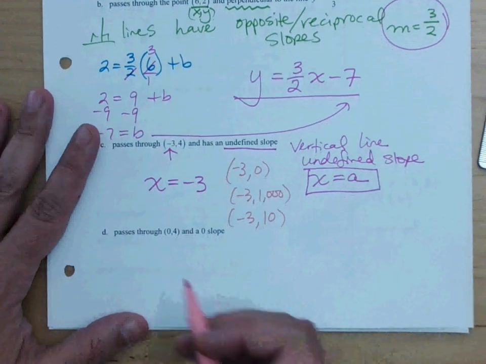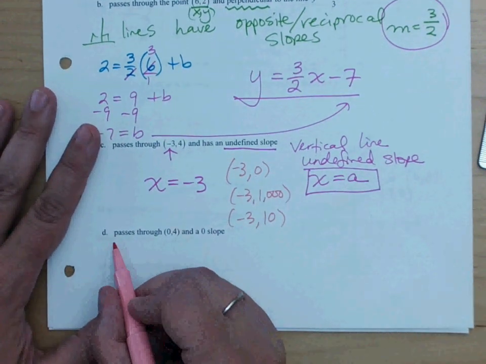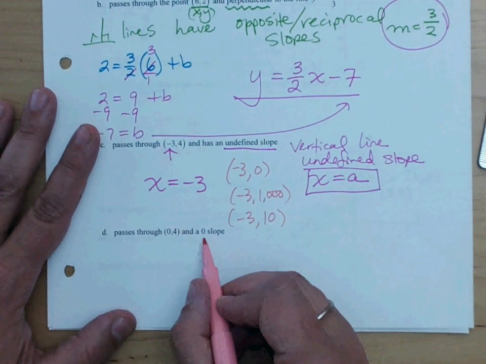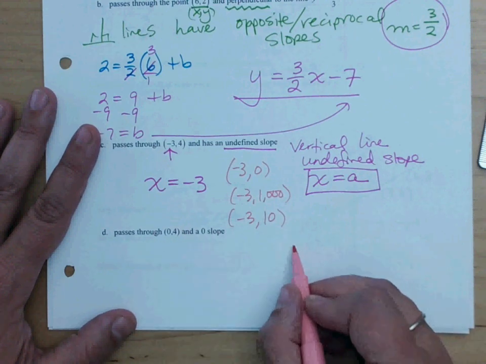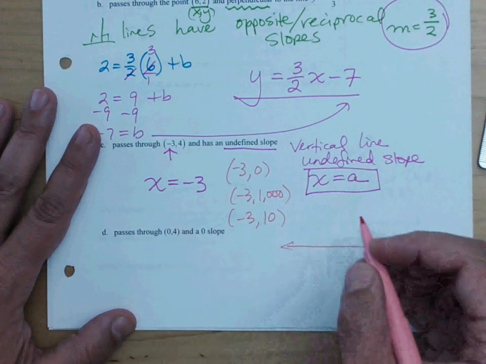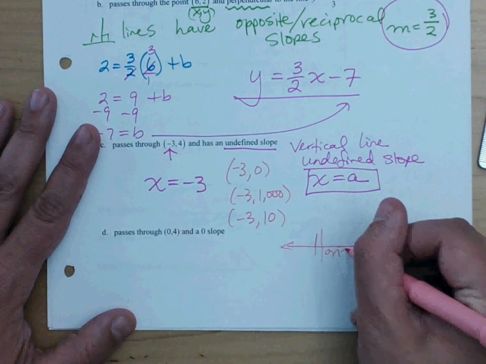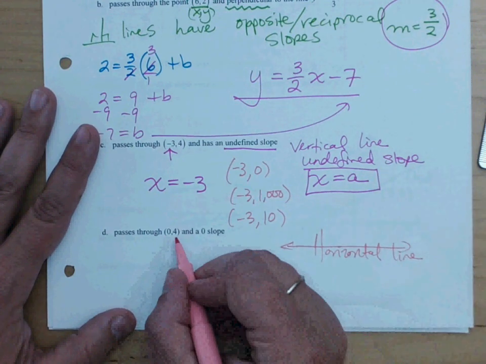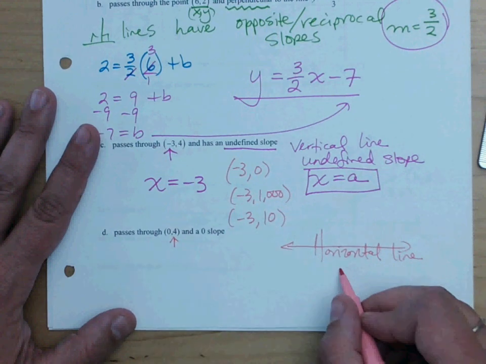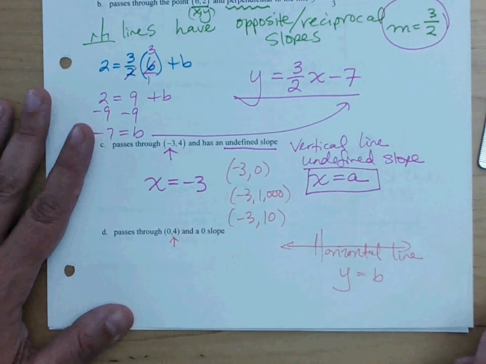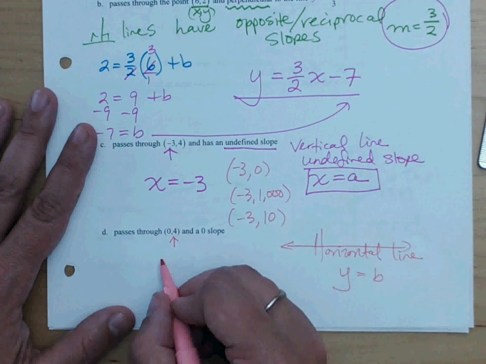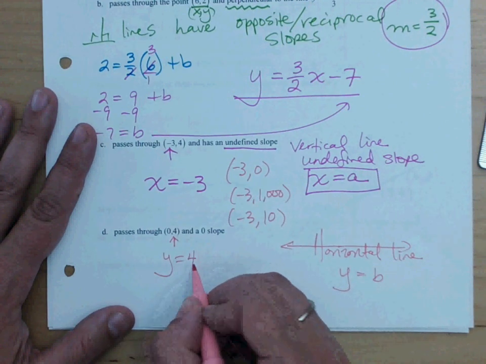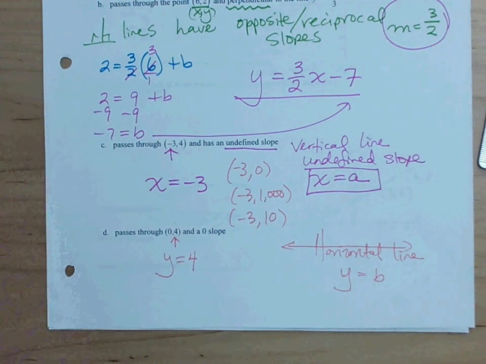but you always have to make sure that x is equal to negative 3. Okay, so this line passes through this point and has a 0 slope. You're right, a 0 slope is going to be a horizontal line. And it's always y equals a number, y equals b because that's the y-intercept, so it's going to be y equals 4 since that's the y value there.